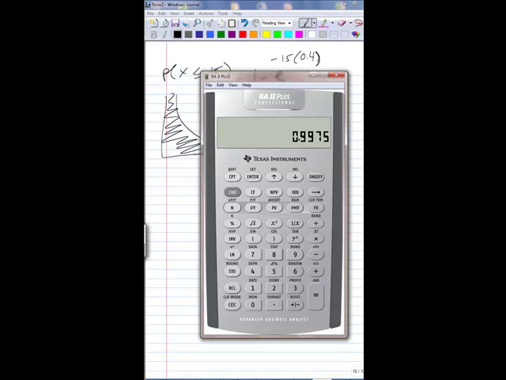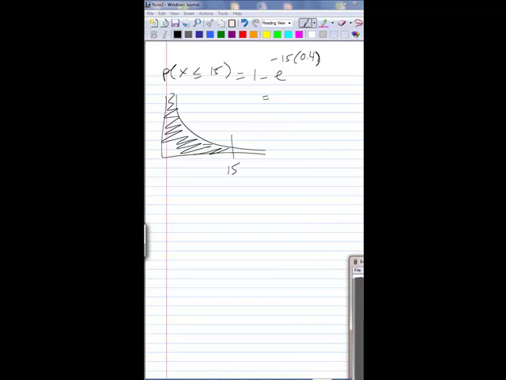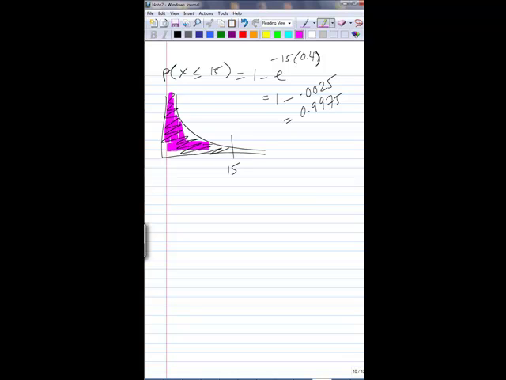I get 0.9975. 1 minus 0.0025, which is 0.9975. So this area right here is 0.9975, which answers my question.